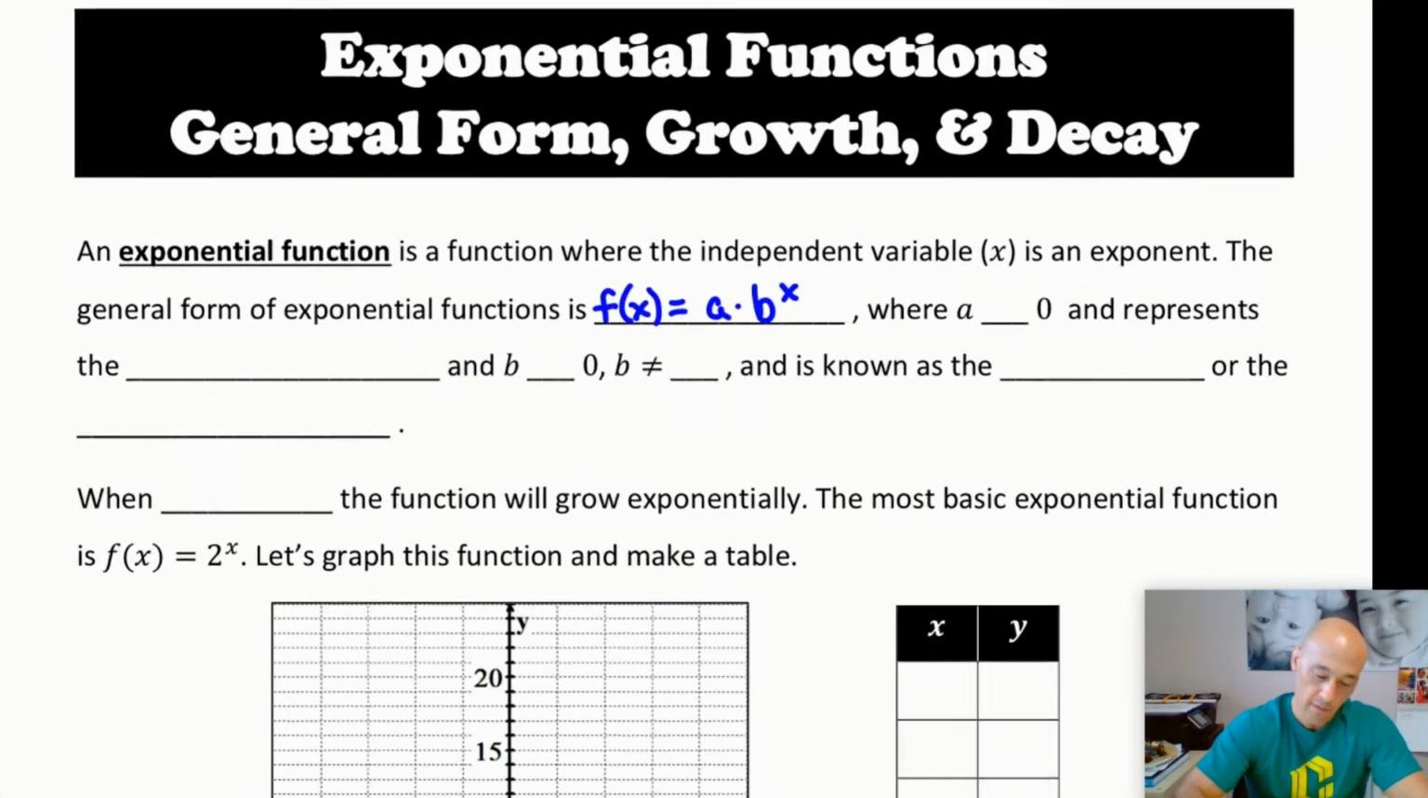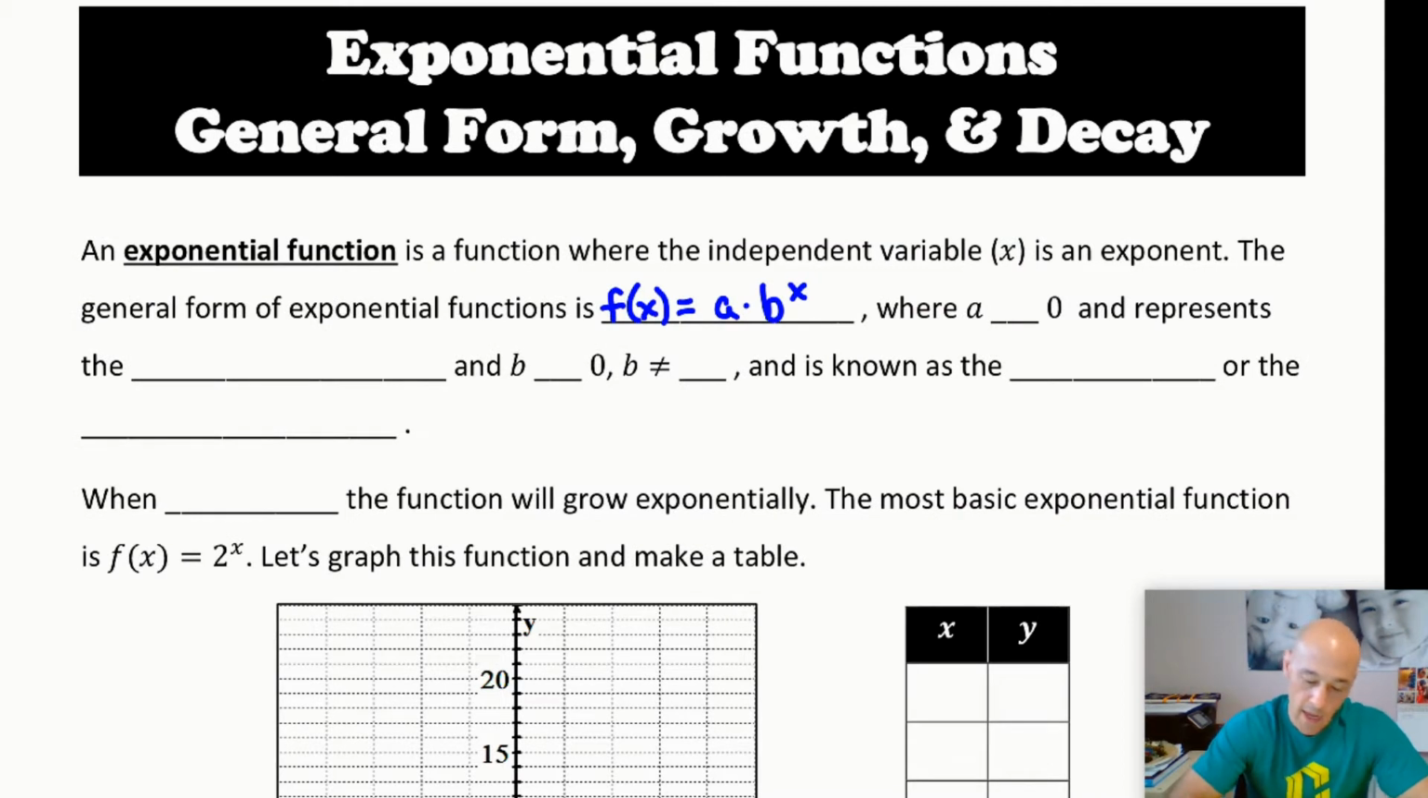Now, in this equation, a must not equal 0. If a did equal 0, then this entire thing would be 0, and it wouldn't be exponential. It would be a horizontal line where y equals 0. And in this situation, a represents the y-intercept, and we'll see why that is in just a bit.